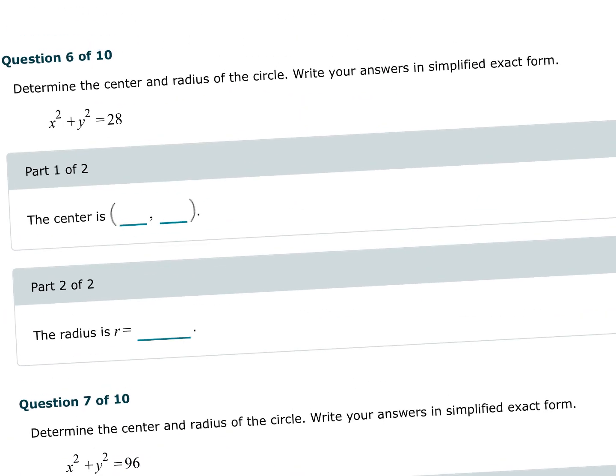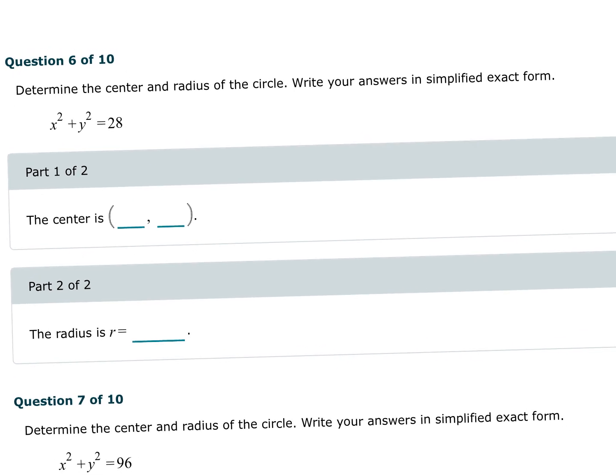We'll do one more, and then I'll actually go into the homework to show you what it looks like to graph these. So please try number 6. I'll give you a moment to try it. All right. So what is the center?